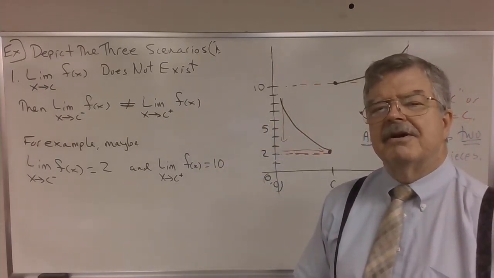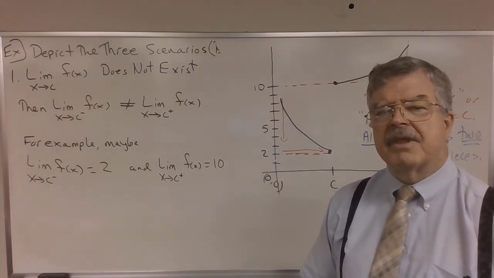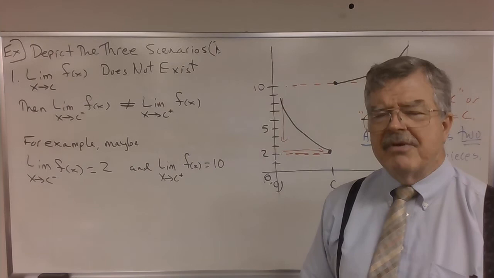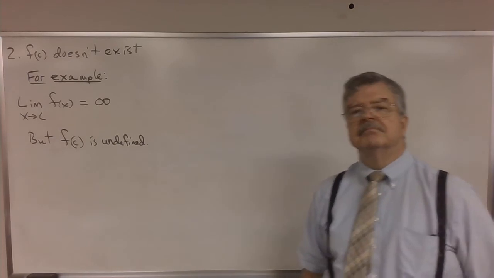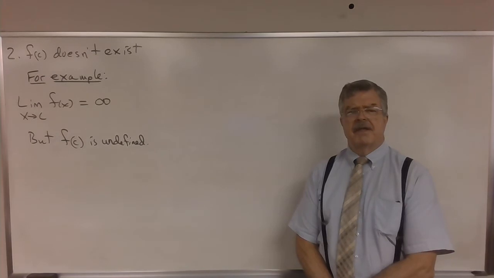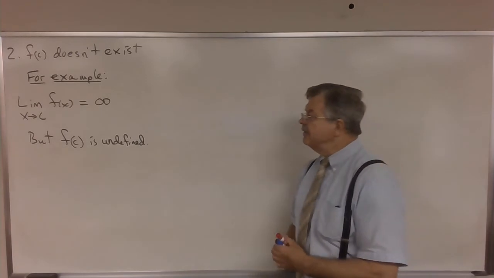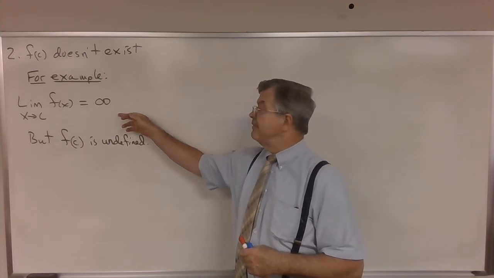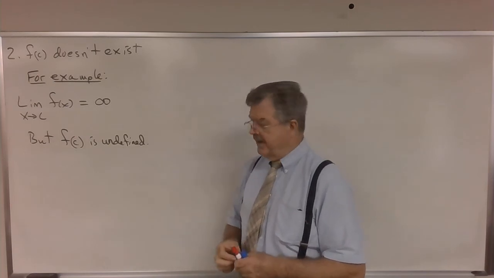Now let's look at a graphic depiction of the second scenario, where f evaluated at c doesn't exist. And there's probably a couple of different ways we could approach this. Okay, here's the second scenario. F evaluated at c doesn't exist. And here's a look at one way that this could happen. The limit as x approaches c of f of x equals infinity, and f of c isn't defined.